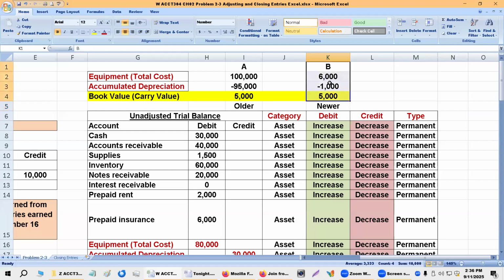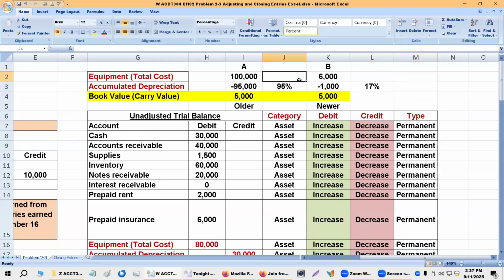It's got a bigger percent. Actually, I put the percentage in, I guess, right? No, this one's 95% gone, and this one is 17%. So, this is the life of A. You don't have to write this down. Just kind of explaining it.